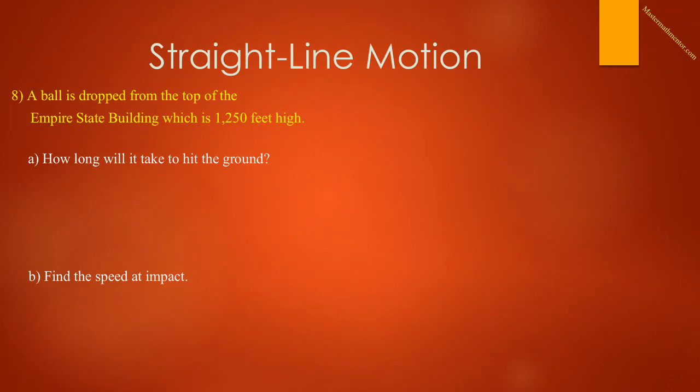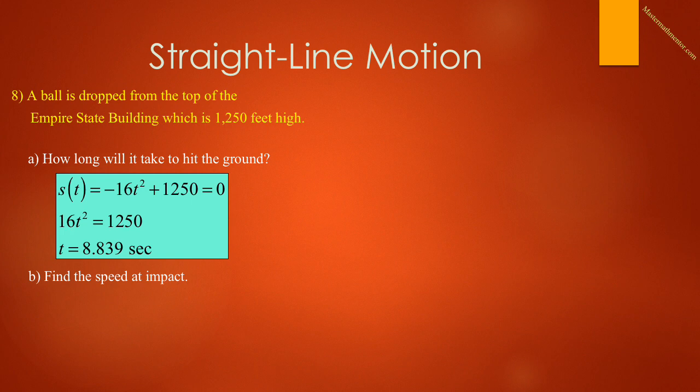In number 8, we're told that a ball is dropped from the top of the Empire State Building, which is 1,250 feet high. We would like to know how long it will take to hit the ground and also to find the speed at impact. Hitting the ground means that S of t equals 0.